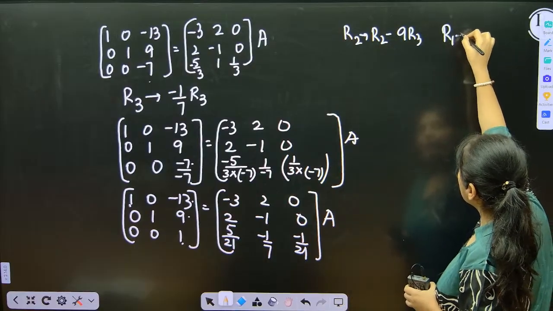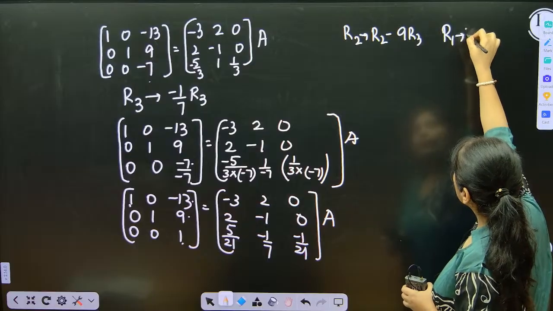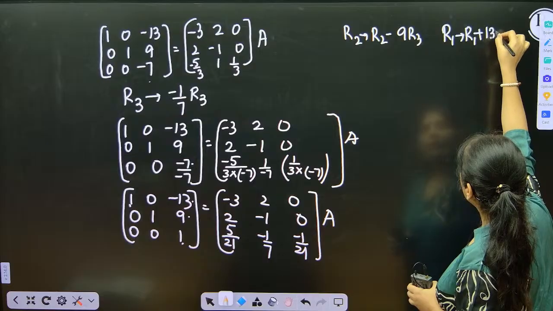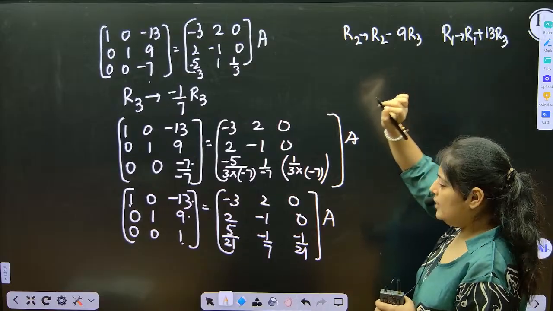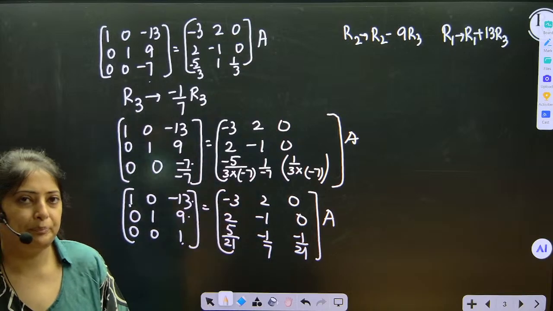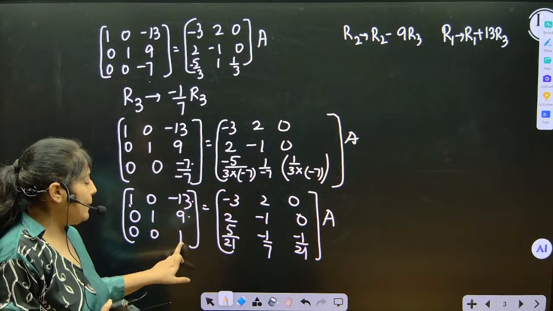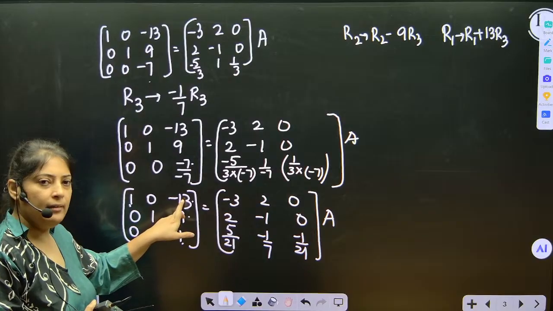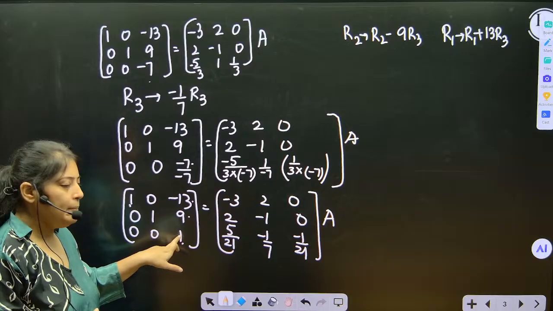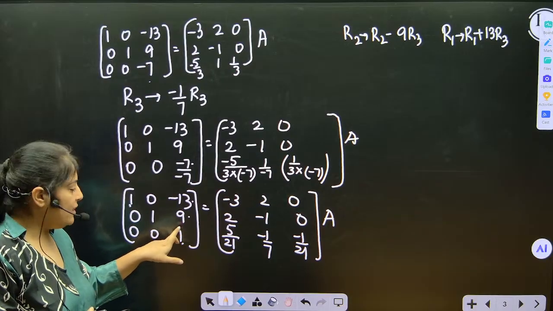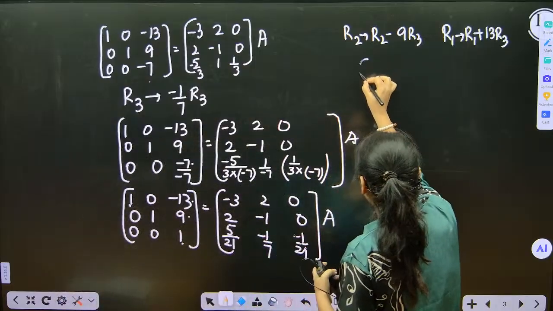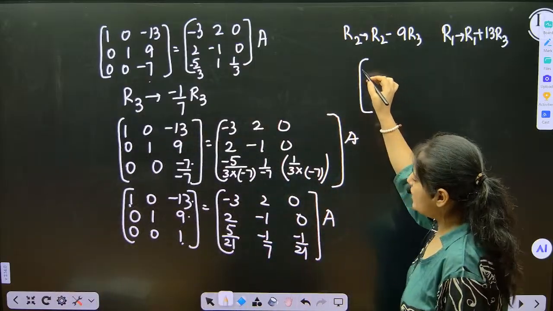Row 1 I am changing. How am I changing? If I'll add row 3 with the multiplication of number 13. This I'll multiply with 13. Here I will add minus 13 plus 13, 0. This will become 9. If I'll multiply with 9, 9 minus 9, 0. So same thing. Let me write now whatever operations I have applied.